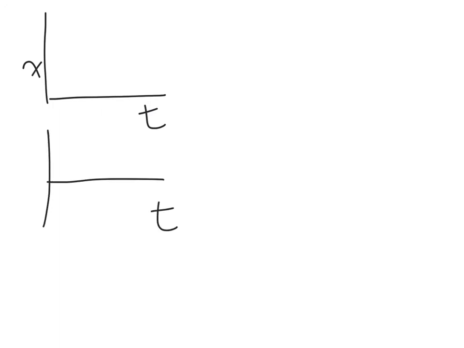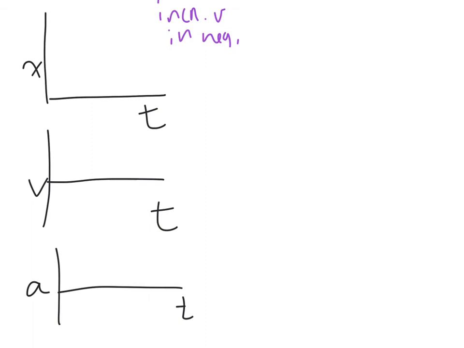Two more cases. So let's draw the position time, velocity time. That should be a t. Acceleration time graph. Now we are going to increase speed in the negative direction.